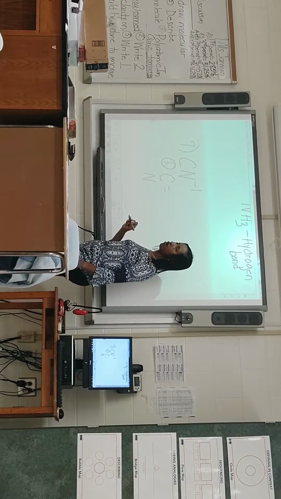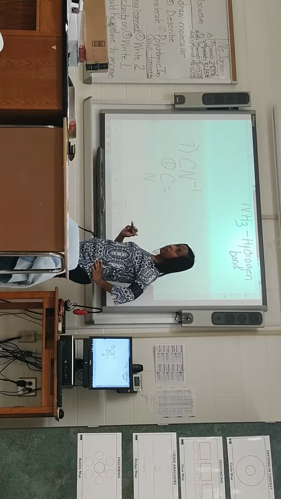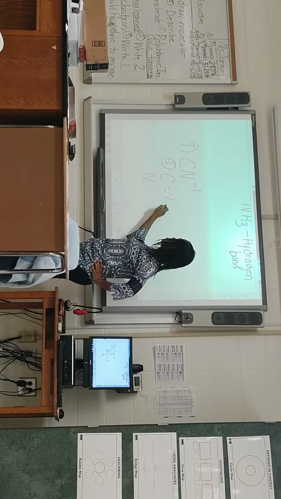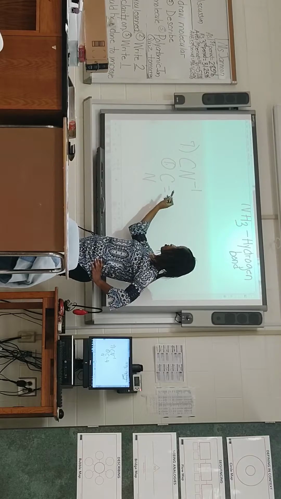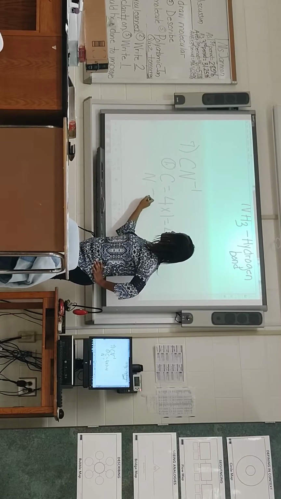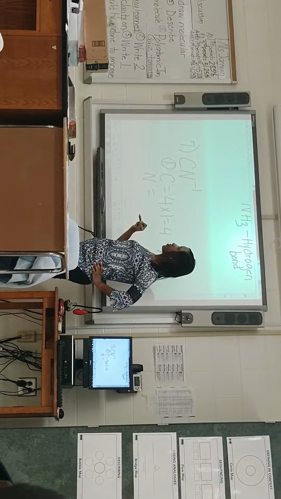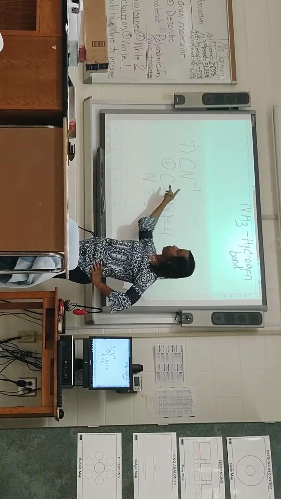Okay, what family is carbon in? 14. So how many valence? 4. How many atoms of carbon do you see? 1. Right, if there's no number, it's understood to be 1. All right, what family is nitrogen in? 15. So how many valence? 5. How many nitrogens do you see? 1.